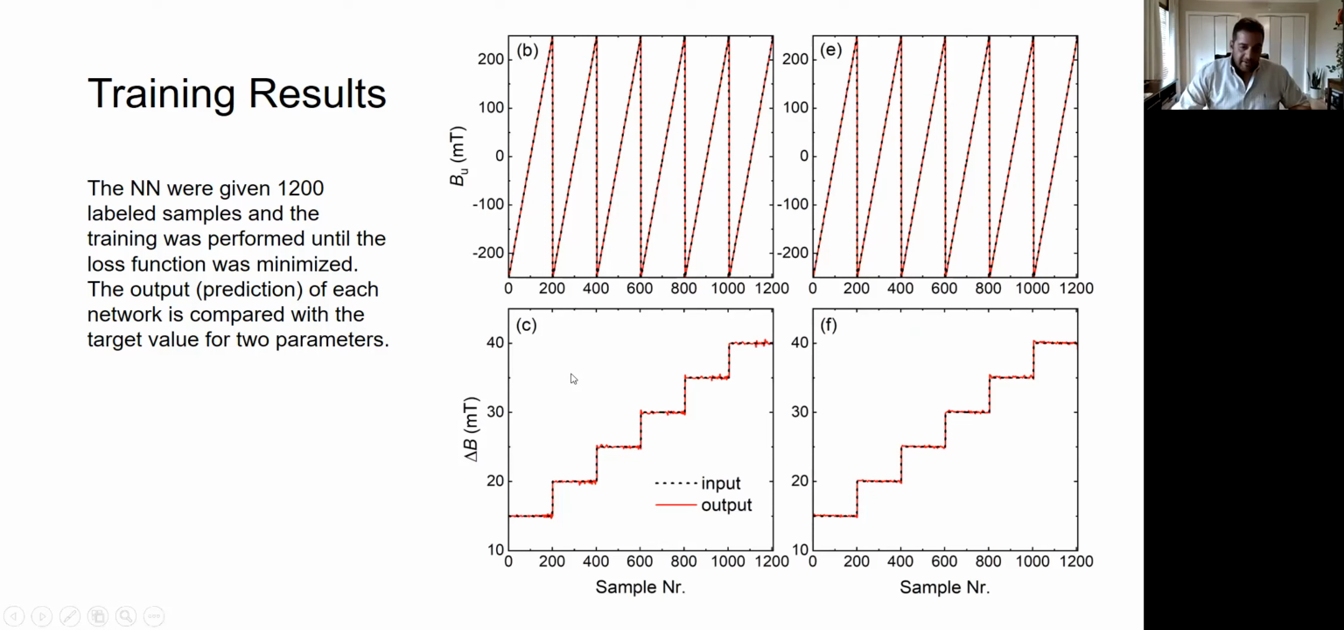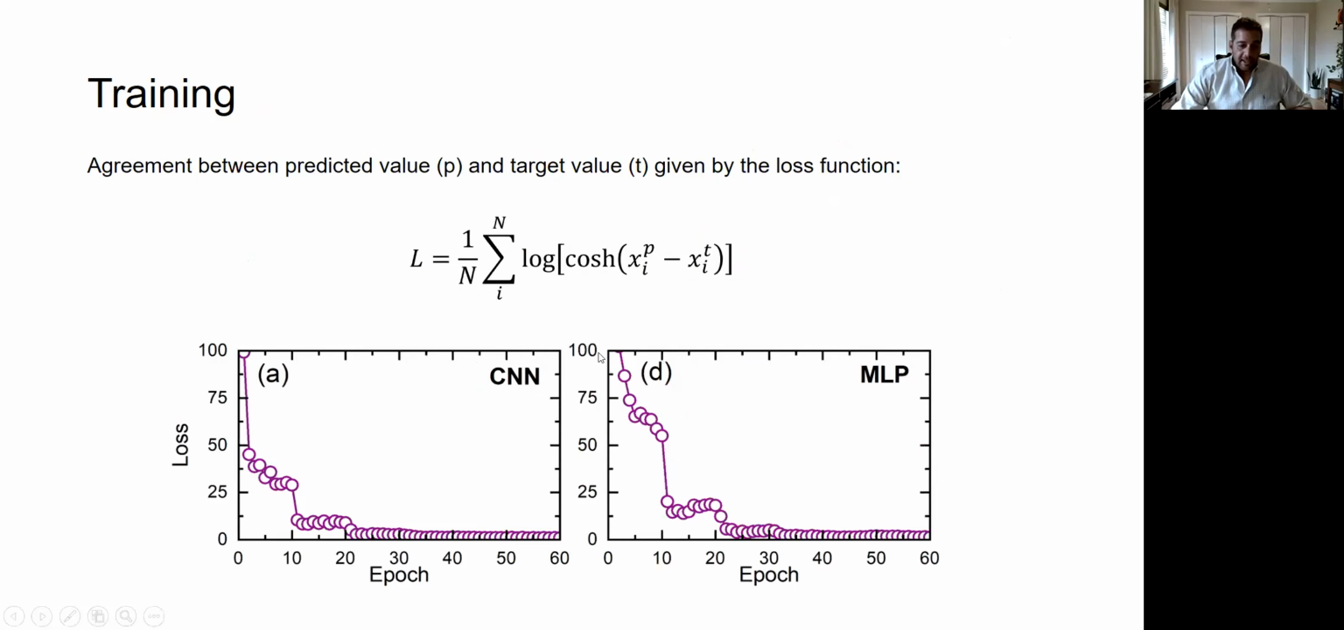And here we're comparing the input values, the material parameters, with the output after the network has been trained. So it has an excellent agreement, so the training works very well. The success of the training is measured by the loss function. Loss is how much the predicted values by the network agree with the target values during the training. And of course, your goal is to minimize it, so to go to 0.